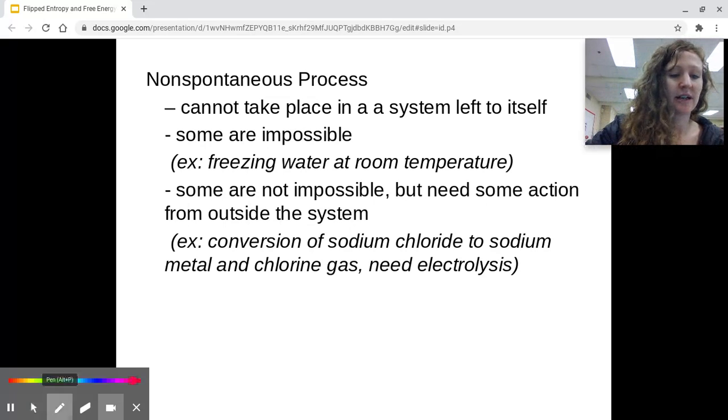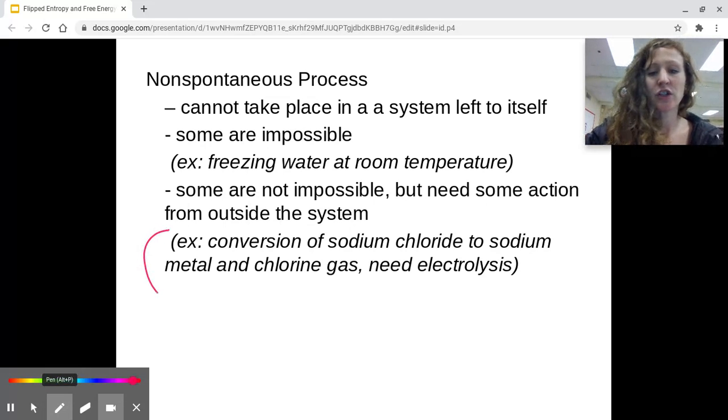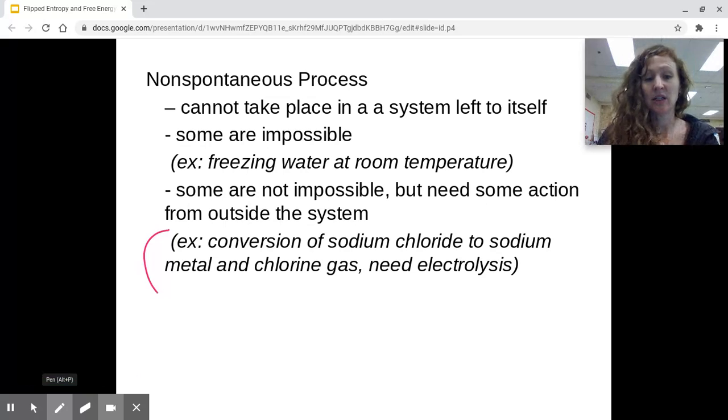Here's another example of that. Conversion of sodium chloride to sodium metal and chlorine gas. That's possible. It needs electrolysis. So it needs electricity to flow into it and force the electron transfer to go the opposite direction.